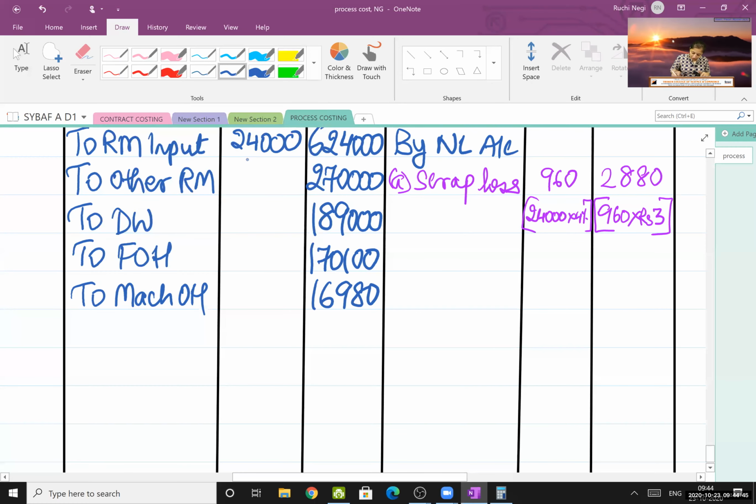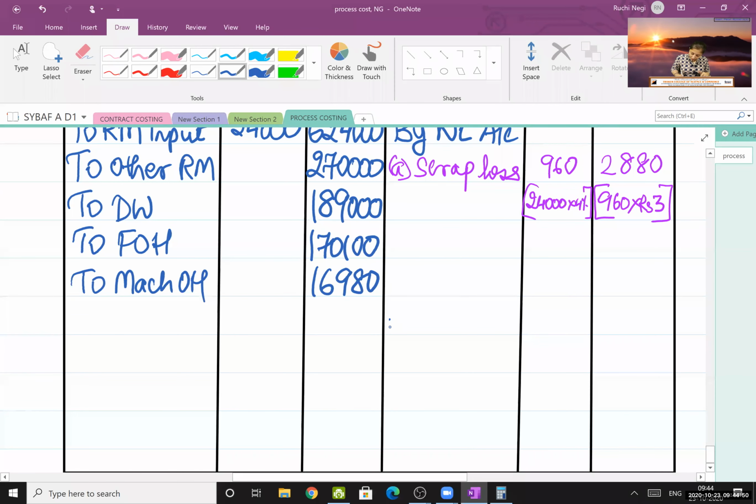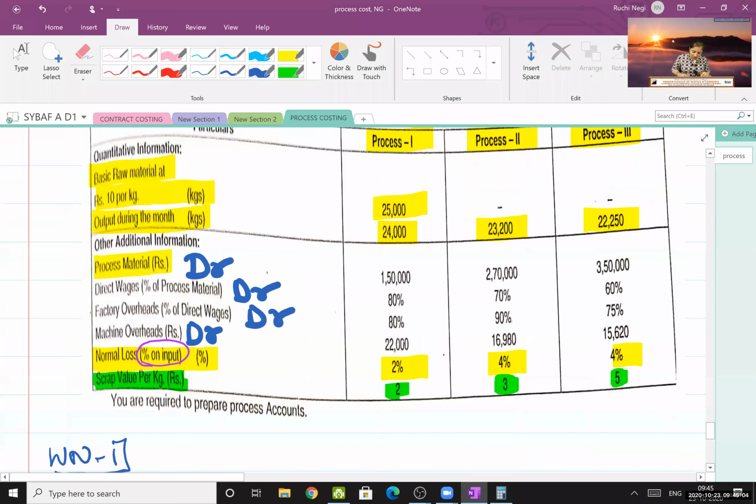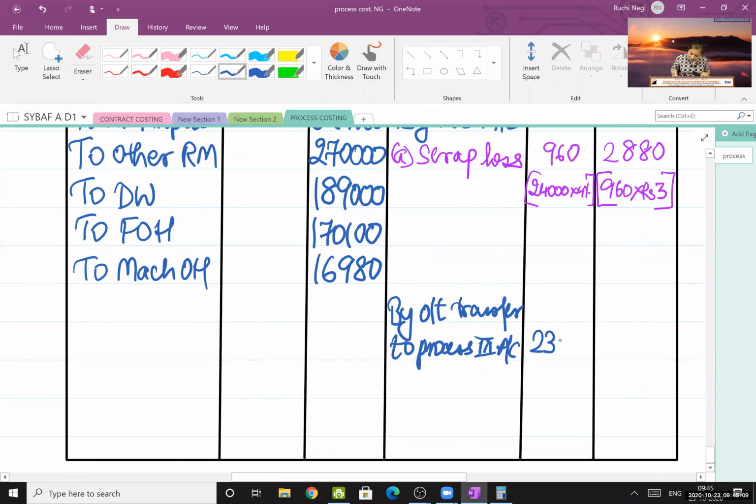Then output. By output transferred to, which is the next process? Process 3. Process 3 account. How much output is transferred? Let me check. 23,200. So right here 23,200. ठीक है. फिर क्या करना है? Close your quantity column first.